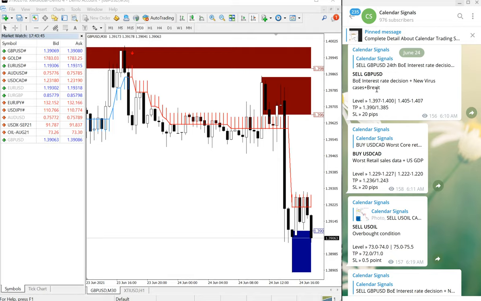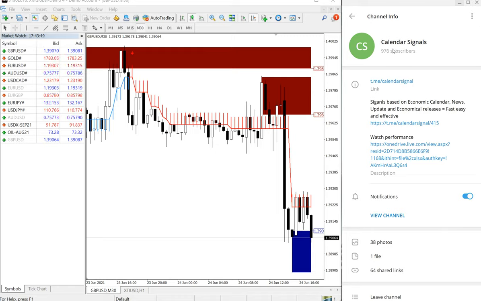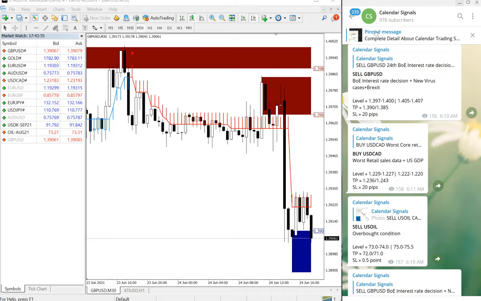First we will see how sell GBP performed, and this is our free Telegram channel, the calendar signal Telegram channel, t.me/calendar signal. This is the link, and this is the signal we have posted at 6:10 a.m. GMT, and we have given sell GBP.